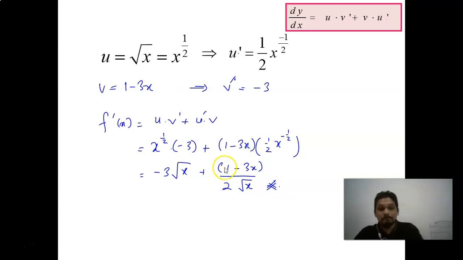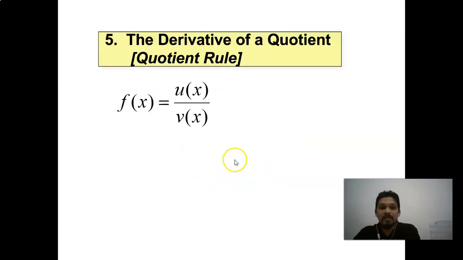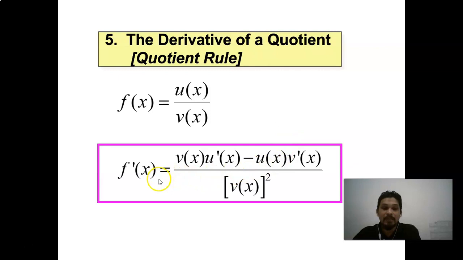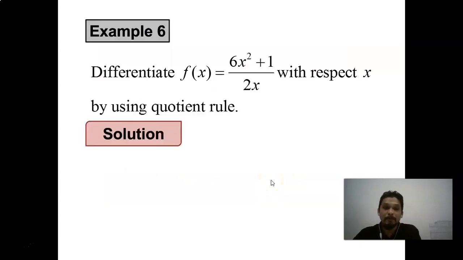Okay, next, derivative of a quotient. Quotient rule means that for the function of u divided by v, then f prime equals u prime v minus u v prime, divided by v squared. Again, u prime v minus u v prime divided by v squared.